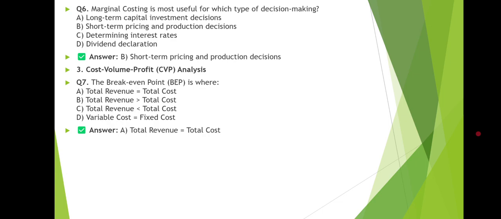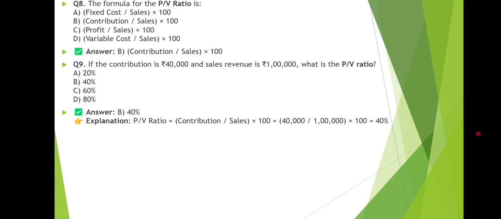Next topic we have cost volume profit analysis, which we can call CVP. First question based on this topic: break even point is where total revenue is equal to total cost. Next we have, the formula for PV ratio is fixed cost divided by sales into 100, or contribution divided by sales into 100. The right answer is contribution divided by sales into 100, that is called PV ratio.